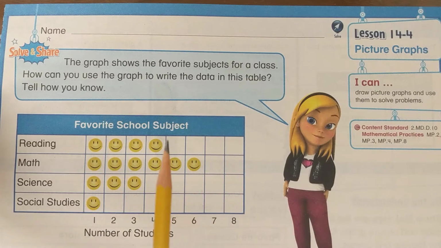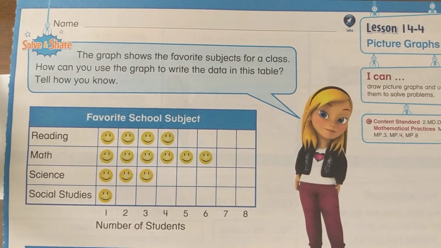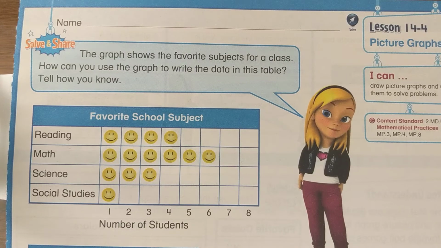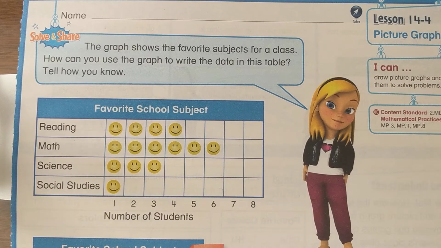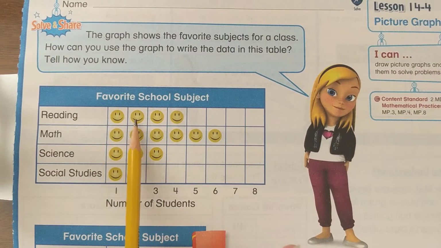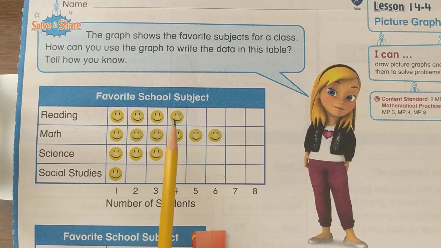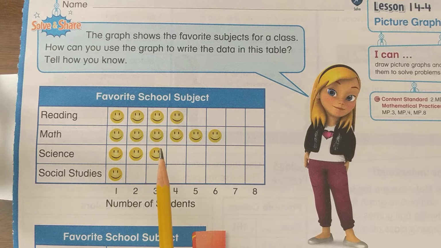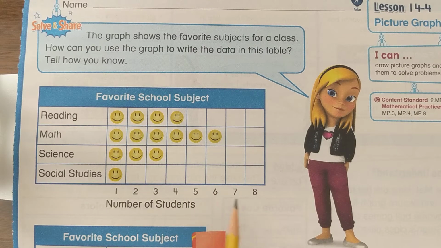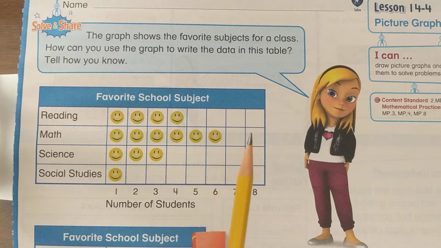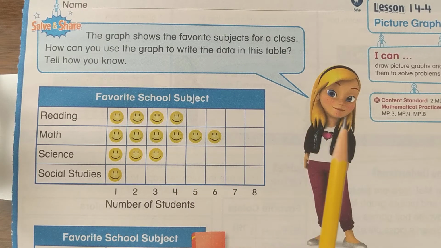Okay, the graph shows the favorite subjects for a class. How can you use a graph to write the data in this table? And tell how you know. We've done picture graphs before, so we should already know that each picture is representing a certain number. Normally there is a key at the bottom to tell you how many each picture represents. If there's not a key at the bottom or a key up here on top, then that means each picture will represent one, one vote, or one student.